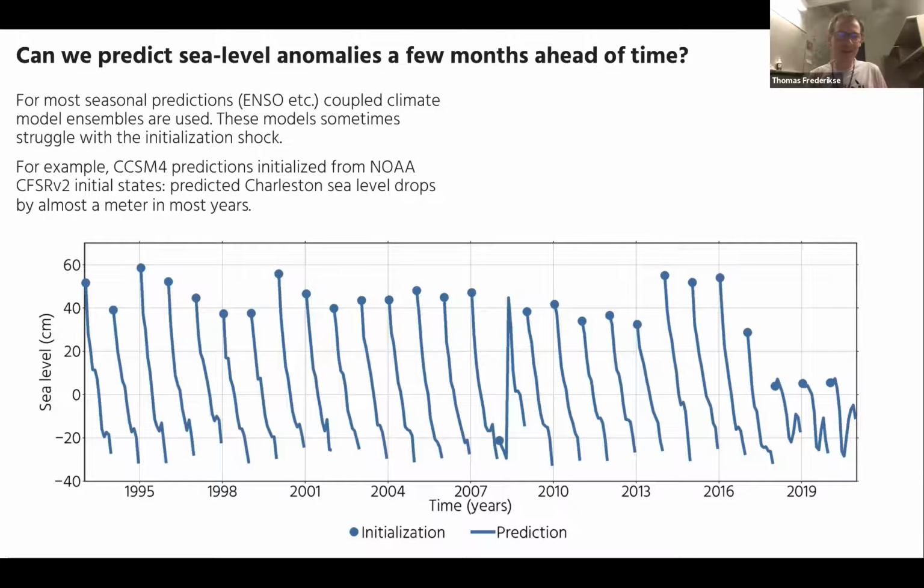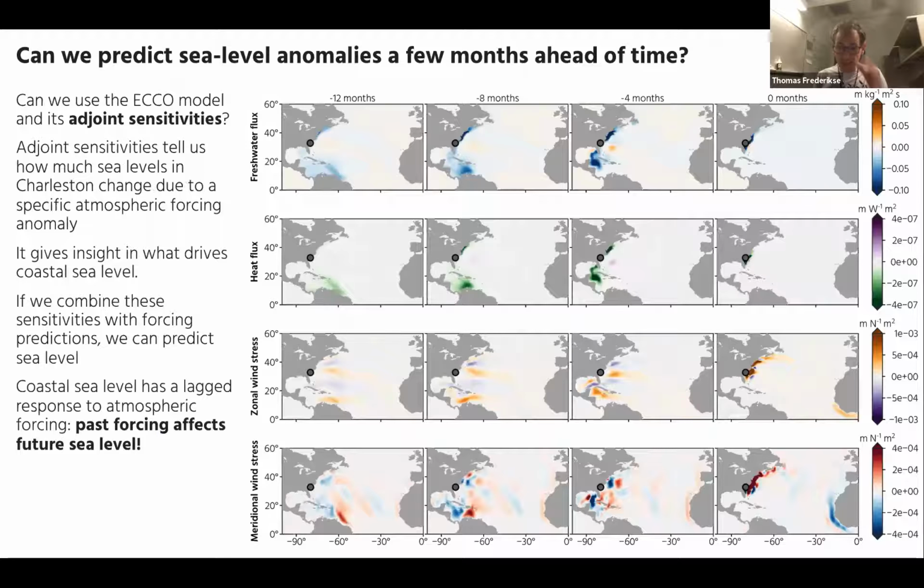But what might be the case is that the atmospheric forcing that actually drives sea level, so wind stress, heat fluxes, freshwater fluxes, is accurately predicted, and it's just a problem in the initialization of the ocean model that causes these problems. So we might be able to use the atmospheric forcing of these prediction models to predict sea level, but we cannot just rely on their ocean model because of these initialization problems. So we came up with a trick.